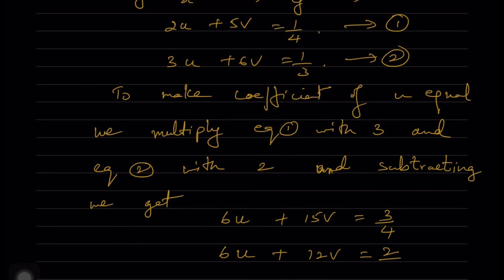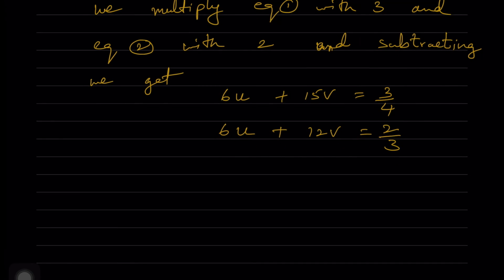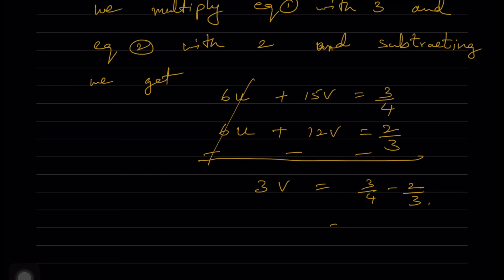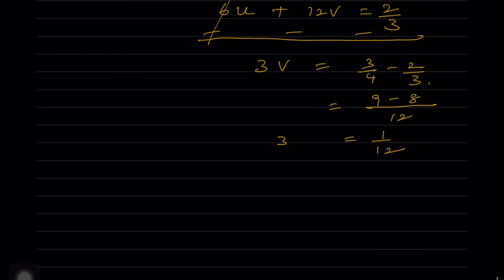Then subtracting both the equations, 6u minus 6u will get cancelled, and 15v minus 12v will give you 3v. 3 by 4 minus 2 by 3 is equal to 1 by 12. So 3v is equal to 1 by 12, or v is equal to 1 by 36.